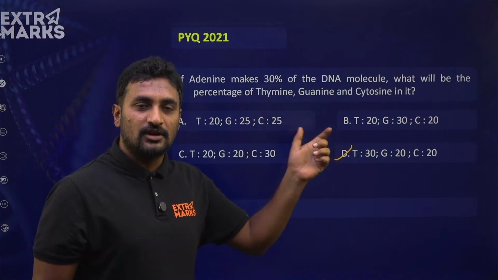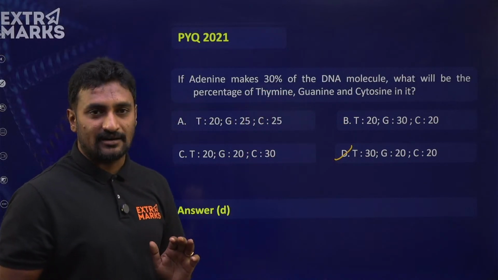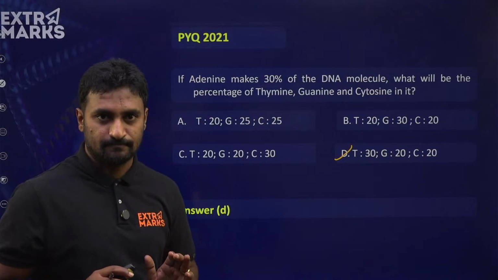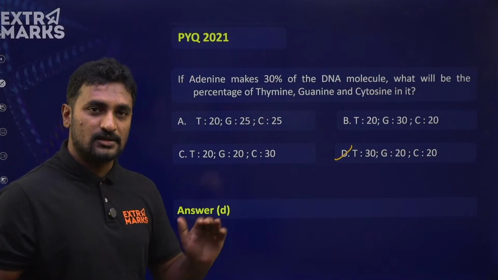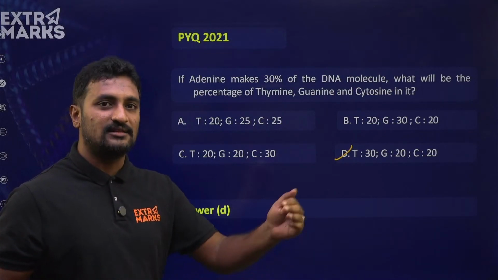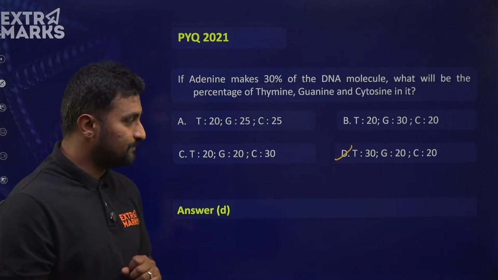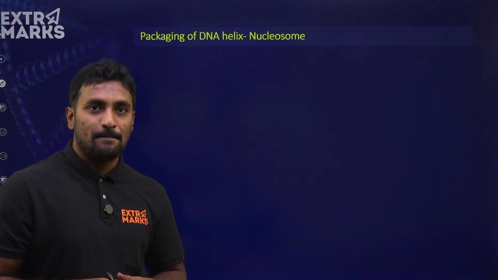When the calculation comes, you just have to apply Erwin Chargaff's rule, which always remains the same. So adenine and thymine will be the same. Guanine and cytosine are going to be the same. Next, the next topic I would like to talk about is the packaging of the DNA helix.